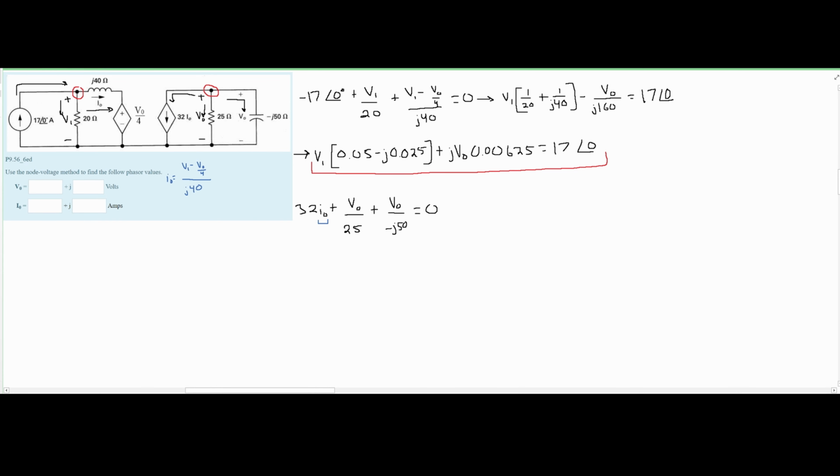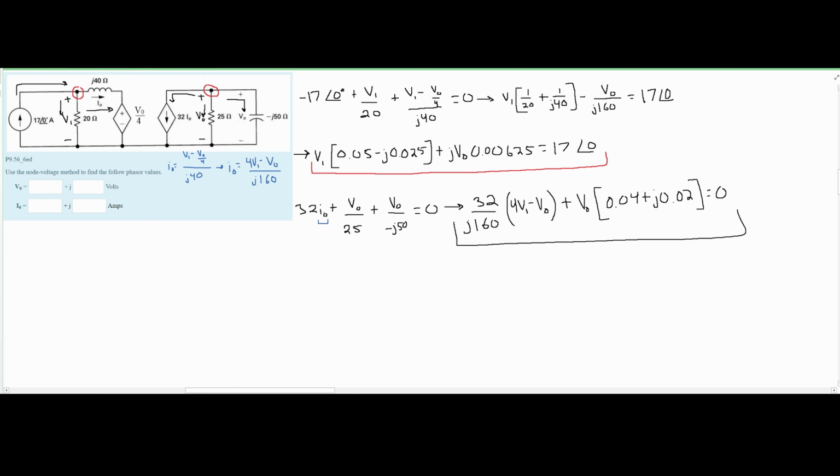Before we plug it in, we can simplify it a little bit. We're going to write this as our I0 is equal to 4 V1 minus V0 over J160. And basically what we did was just multiply everything by 4. From here, we're plugging this back into our equation. After we do that, we are going to get this equation. I also simplified our V0 right here a little bit.